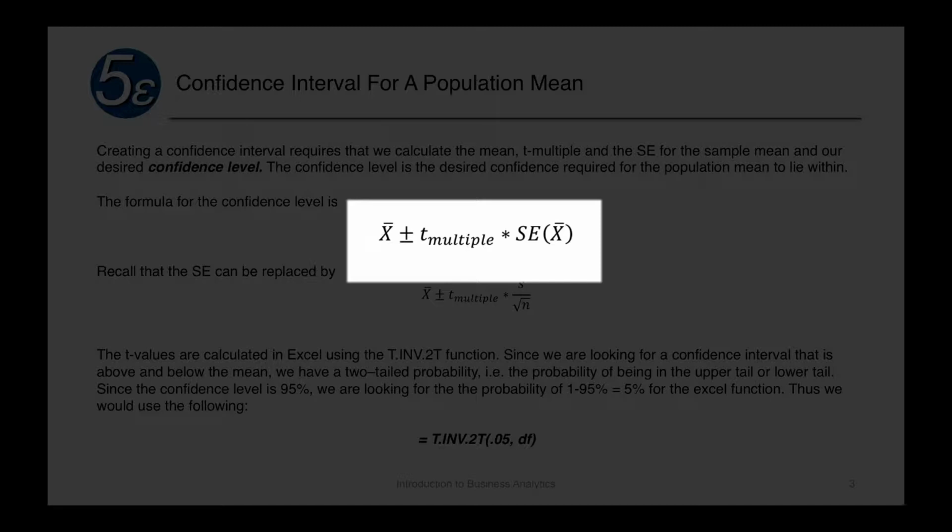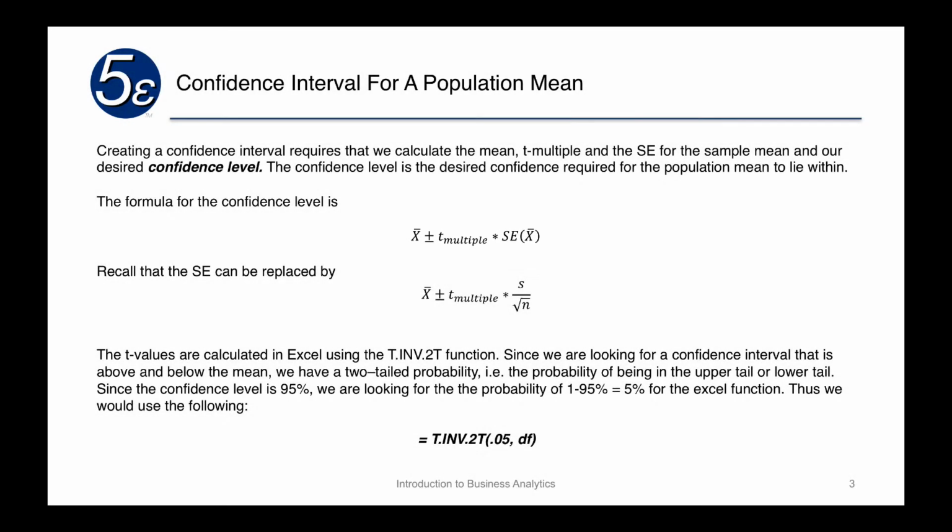sample mean. So again, if you recall from before, we had our graph that showed our point estimate, which in this case is the sample mean, x bar, and then the upper bound and lower bound is going to be created by this t-multiple times the standard error of the sample mean. Now remember that our standard error can be replaced by the following. The sample standard deviation divided by the square root of n, which is the number of observations.